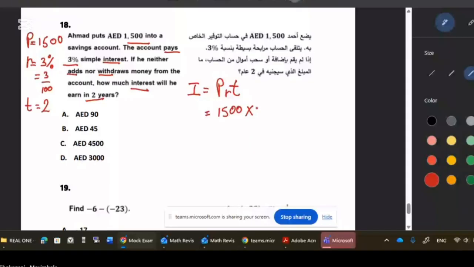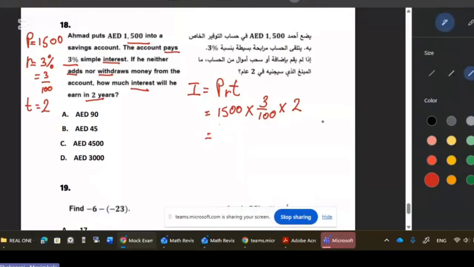Multiply by 3 over 100. Now they give me 3,000. Now I'm going to multiply by what? By 2. Okay, let's see if your answer is correct.